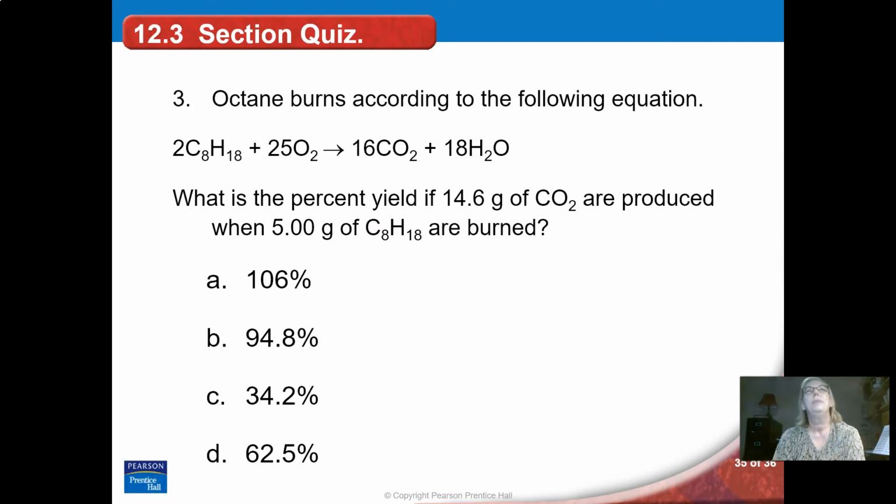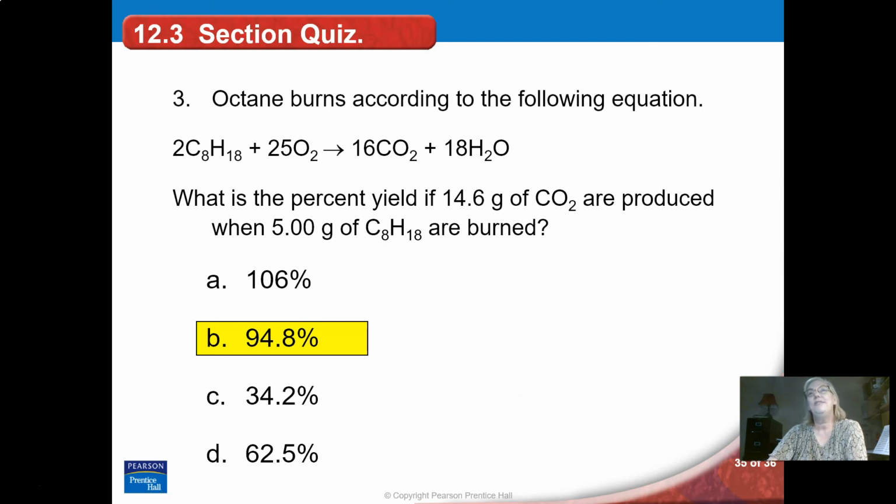Last one, percent yield. You're going to start with 14.6 grams, and you make 14.6 grams of carbon dioxide when you burn that many grams of the fuel. You need to find the theoretical yield and then do the percent yield when you're done. Pause me and I'll show you the answer. Alright, here's the answer. You should get that, so double check and see if you can do that correctly.